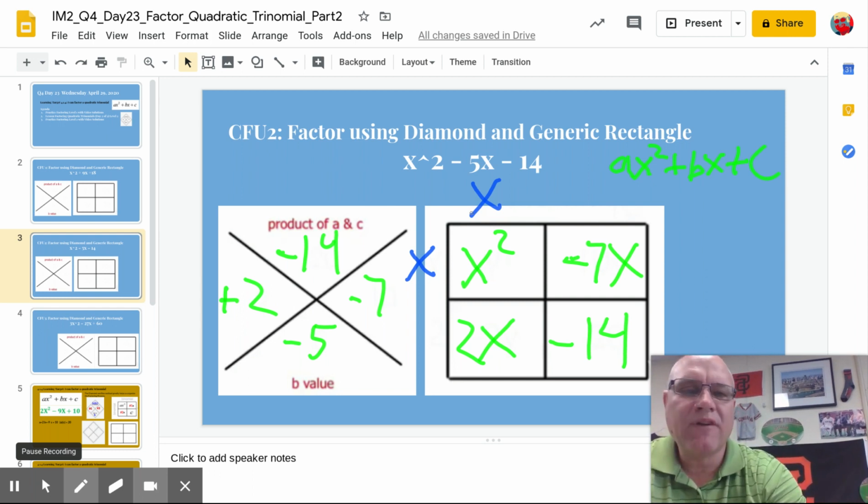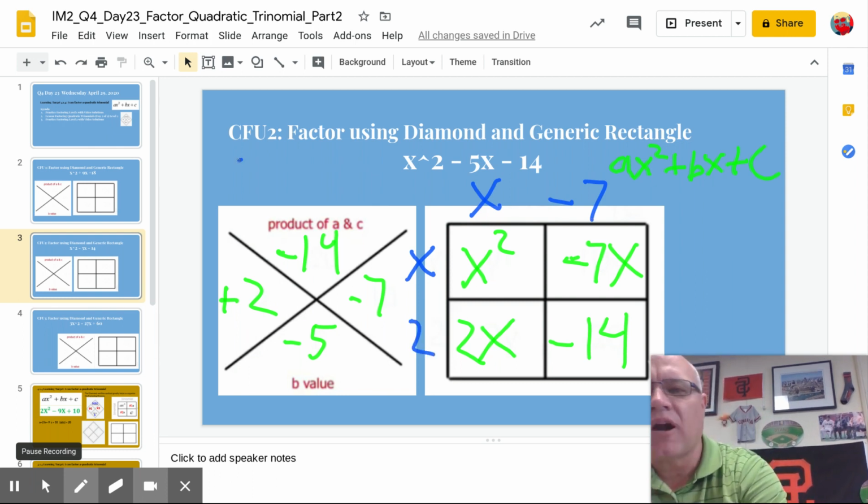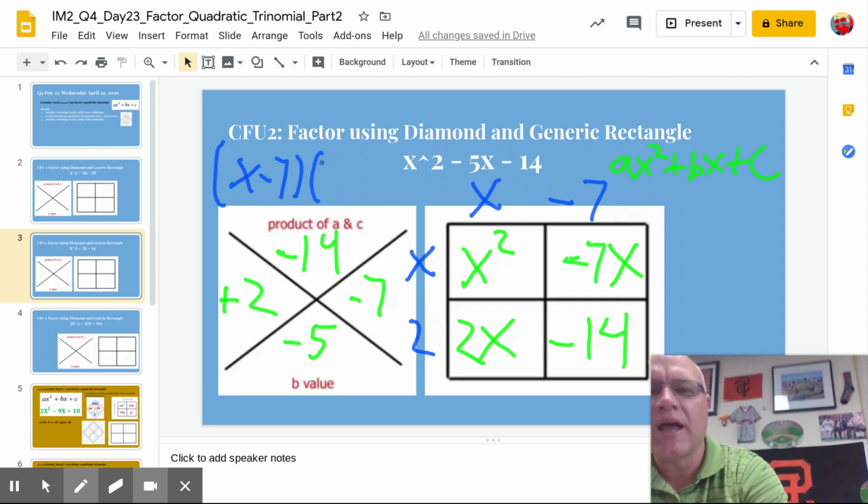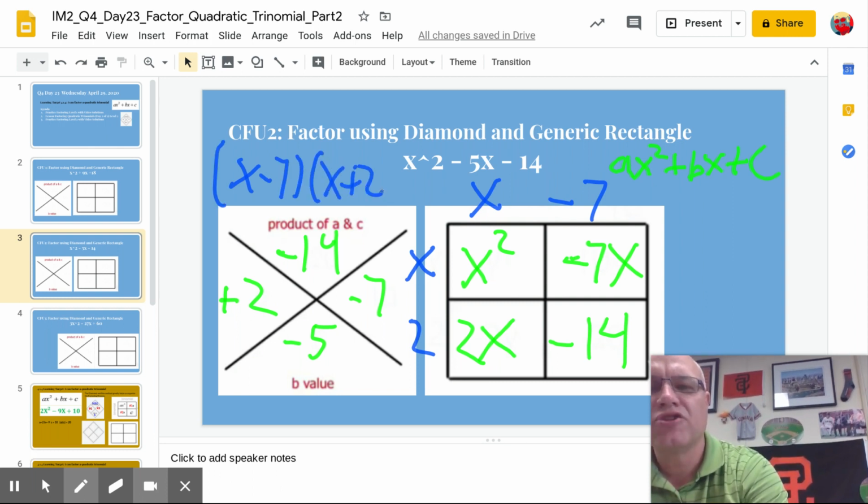Then we want to figure out what this value is going to be. x times what is negative 7x? Oh, that's negative 7. And then going down, x times what is 2x? Oh, positive 2. So my factors are x minus 7 multiplied by x plus 2.